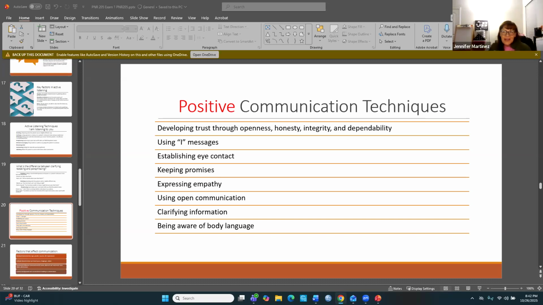Using open communication. I can't utterly express how important it is. Communication is such a key part of everything that we do. Clarifying information and being aware of our body language. And so remember that our verbal and our nonverbal messages need to match. If we're trying to present ourselves as being helpful and nice, then we should be smiling and be open. We shouldn't be, oh yeah, I'm just trying to be nice to you. We need to make sure that we're matching our verbal and our nonverbal.